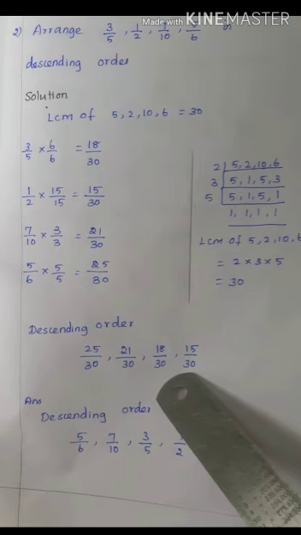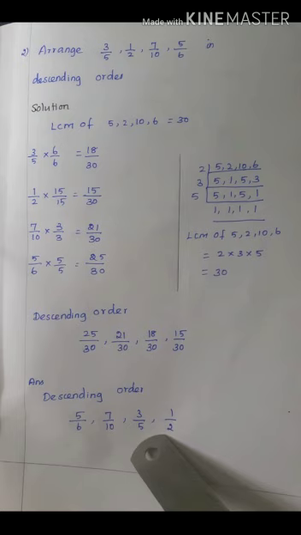Now all the denominators are same. Then look at the numerators and arrange them in descending order. Now we get 25 by 30, 21 by 30, 18 by 30 and 15 by 30. Now put the original number in that place. So your answer is 5 by 6, 7 by 10, 3 by 5 and 1 by 2.